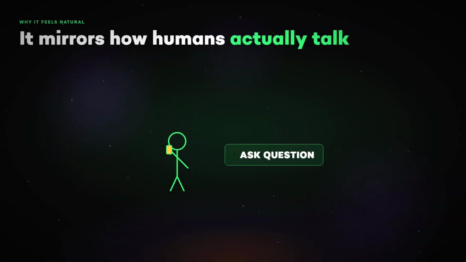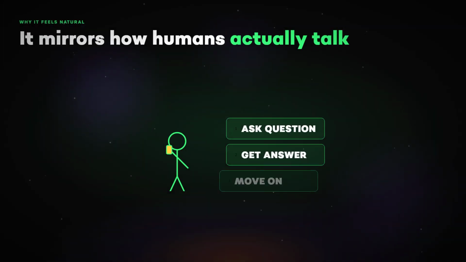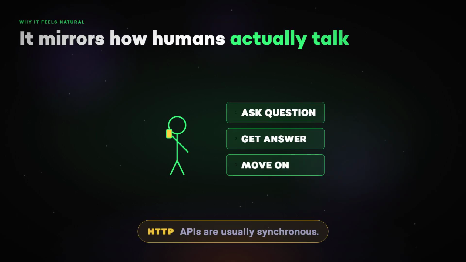Now why does synchronous communication feel natural? Most developers start with synchronous communication because it feels intuitive. It's similar to how we naturally communicate. Ask question, get answer, move on. And that's why HTTP APIs are usually synchronous. For many applications, this simplicity is incredibly valuable.